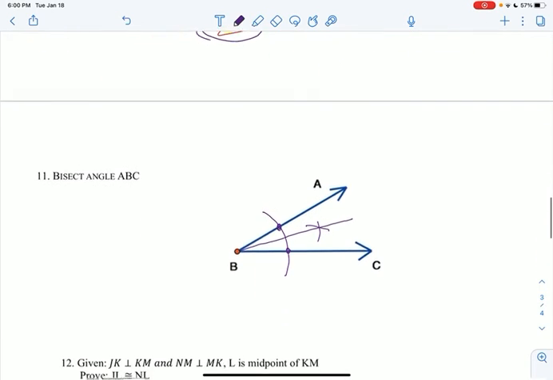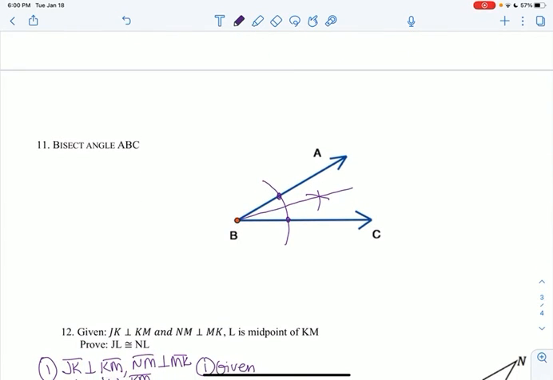Now, I just did this construction by hand because I can't use my compass on the iPad, but you put your compass, if I want to bisect an angle, I put my compass on point B. I open it up as much as I want, it really doesn't matter, and I draw this first arc that I have right there. Now that arc touches the top of my angle and the bottom of my angle.